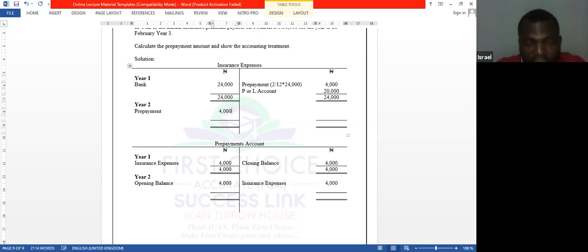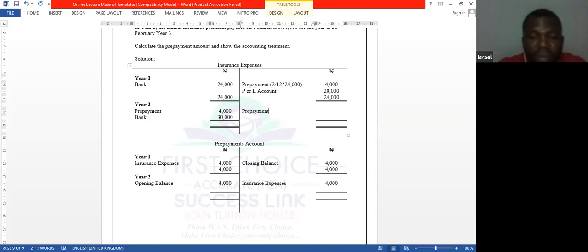So the next thing for us to do is year 3. What is the total payment that we make in year 3? From the question, we make a total payment of 30,000. Out of that 30,000, how many months do we enjoy? We enjoy 10 months, so we didn't enjoy 2 months. The 2 months will be taken to the following month, so we have that prepayment as well.